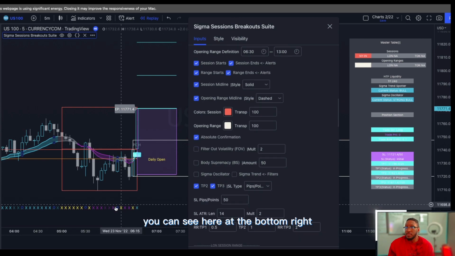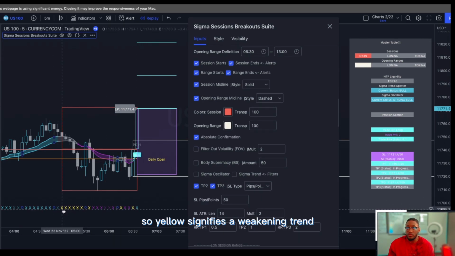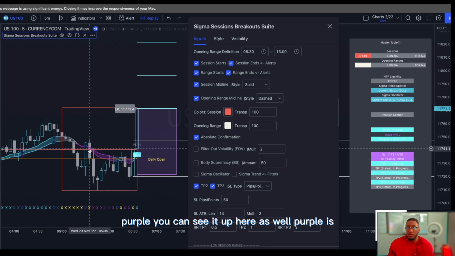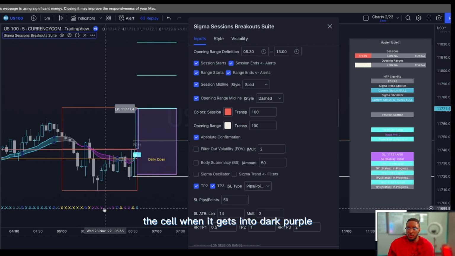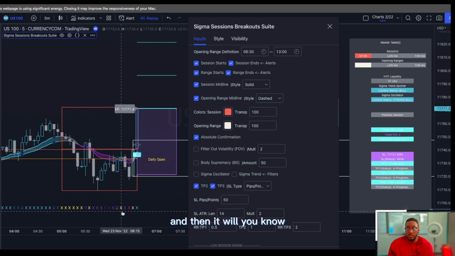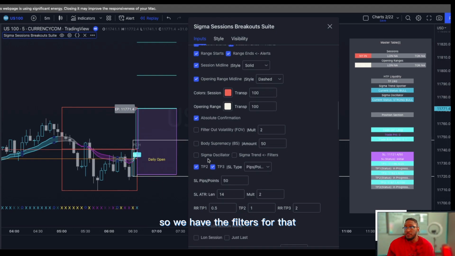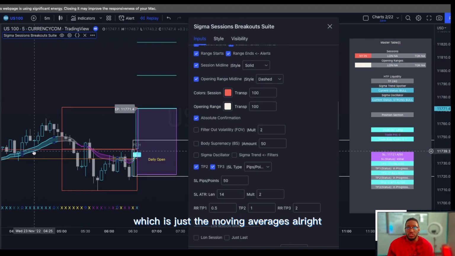The Sigma oscillator, you can see here at the bottom, right? So yellow signifies a weakening trend. Purple, you can see it up here as well. Purple is the sell. When it gets into dark purple, it's a weakening sell trend, and then yellow can signify a reversal, and then the light blue is a strong buy, and then you can see here that darker blue is a weakening buy. All right, so we have the filters for that, and then the Sigma trend, which is just the moving averages.